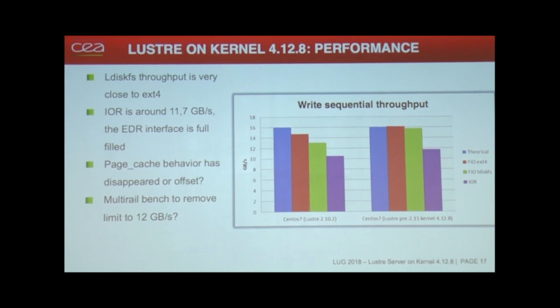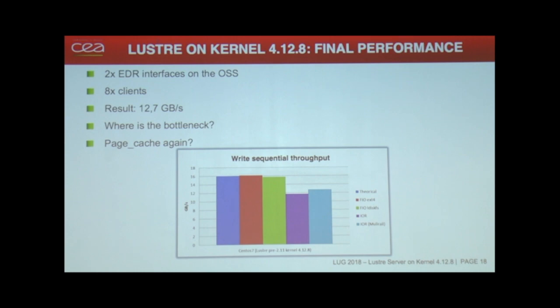To do that, one way is to use multi-rail. Because with multi-rail, with two interfaces, we can go up to 24 gigs, even if our backend is limited to 16 gigs. So, unfortunately, we see here that we have a limitation to 12.7 gigs, not 16. Again, where is the bottleneck? Because it's not a network problem. Is it still the page cache or not?